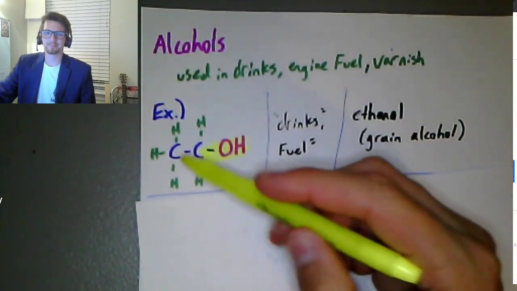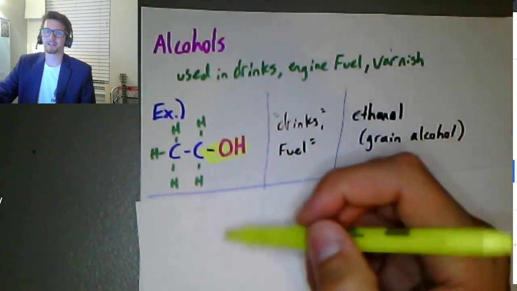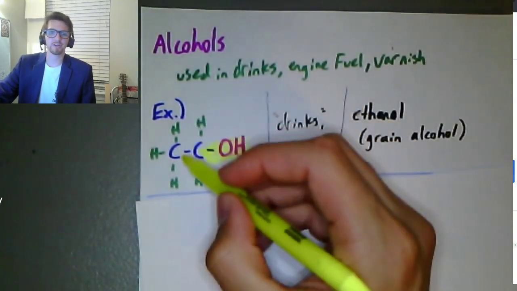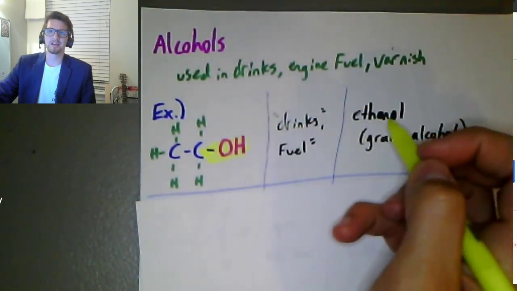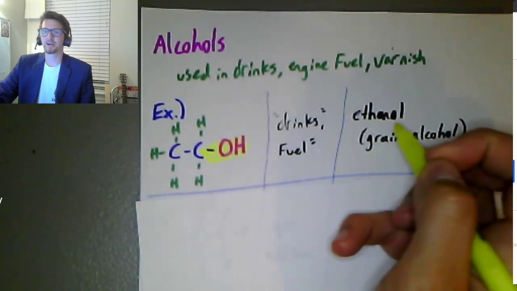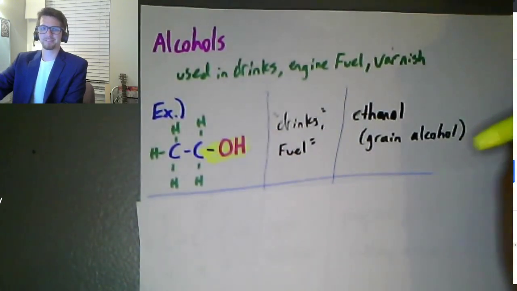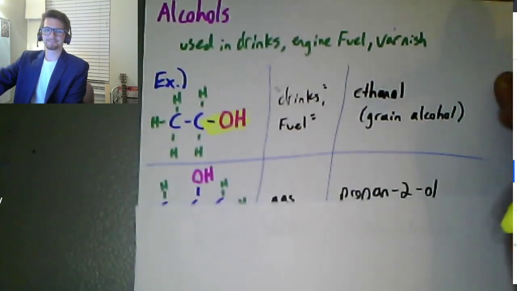So why is it called ethanol? Eth, ETH means two carbons, right? Do we have two carbons? Yes, we do. Ethanol. Why do we have OL? Because there's an alcohol attached. There you go. Let's look at another alcohol.